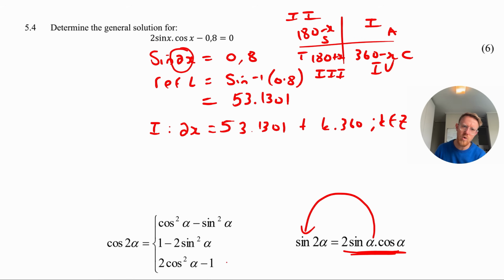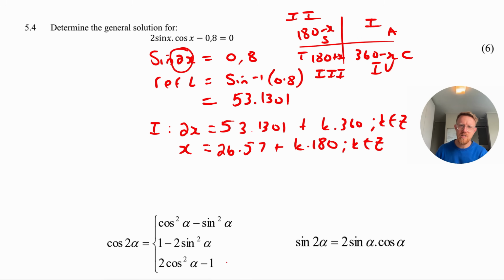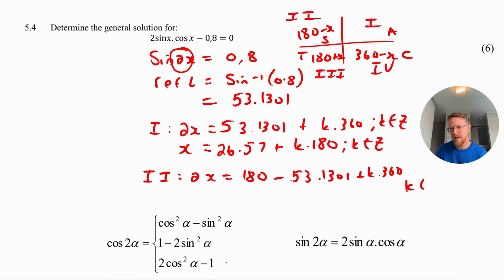If we had to go solve this, you would just divide everything by 2. So that'll be 26.57. And yes, that also includes this part that you divide by 2. Learners always ask that. Okay, so there's that answer. And then the next quadrant is quadrant 2, so you start over again, but now you say 180 minus the reference angle plus k 360, k element z.